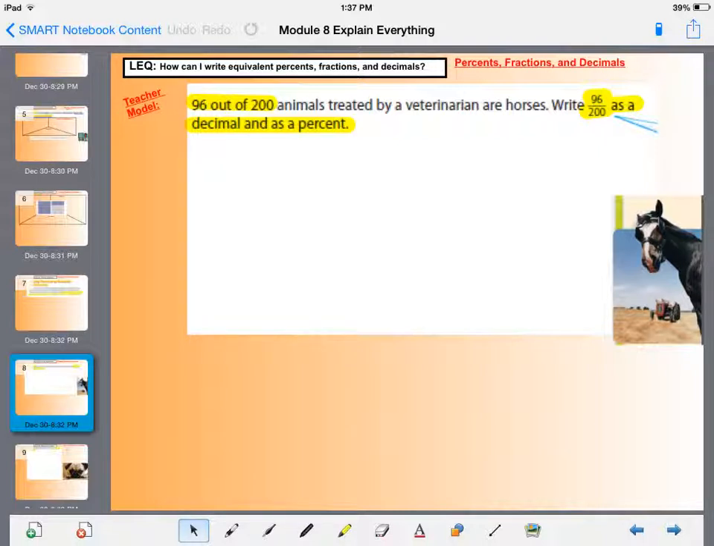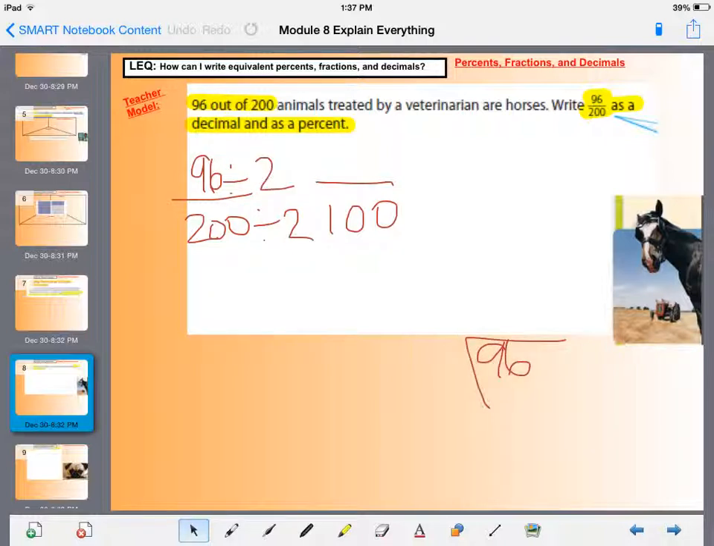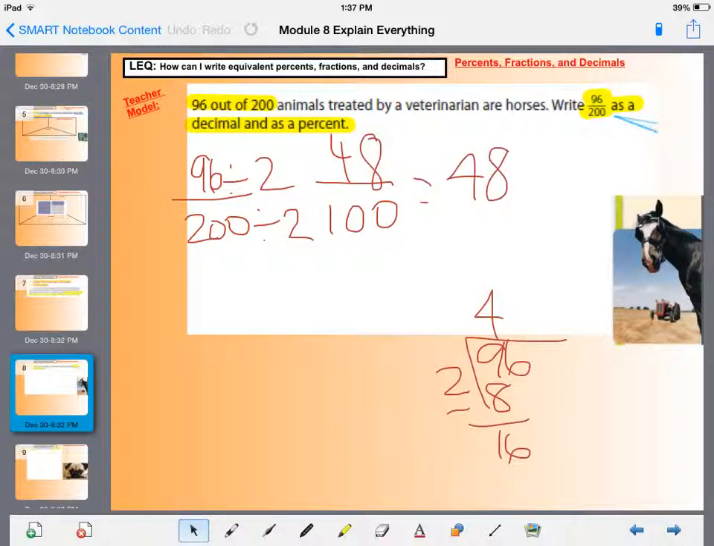So what we want to do is first write the information that's given. So 96 out of 200, and we have to turn this into a percent. Well, we know that percents are out of 100. So to get from 200 to 100, we are getting smaller, so we're going to divide. 200 divided by 2 will get me to 100. 96 divided by 2 is 48. And so now that we have it set over 100, we know that the percent is 48%.